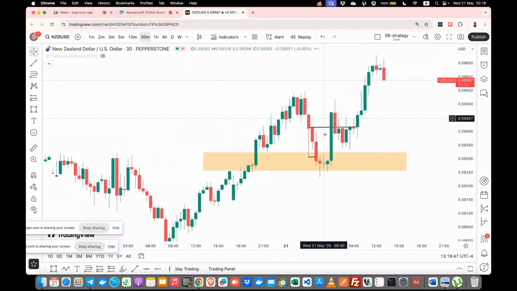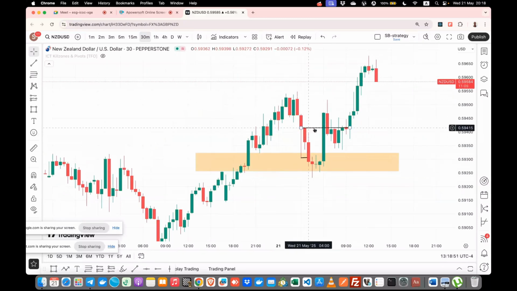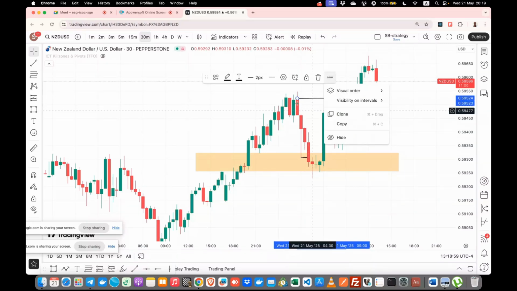Let's look at 30 minutes also. You can see if you are using 30 minutes, your CISD would happen here. This is where we would mark our change in state of delivery. Because remember, all these are consecutive candles.